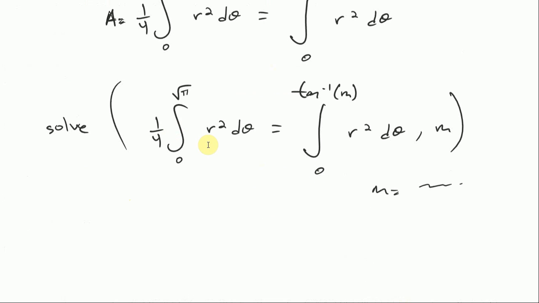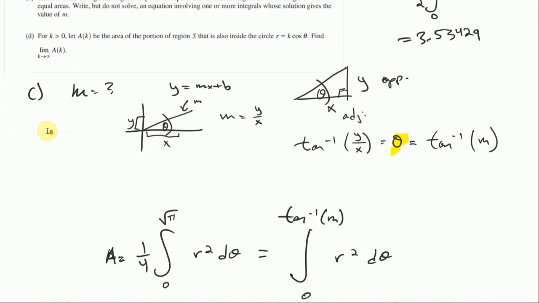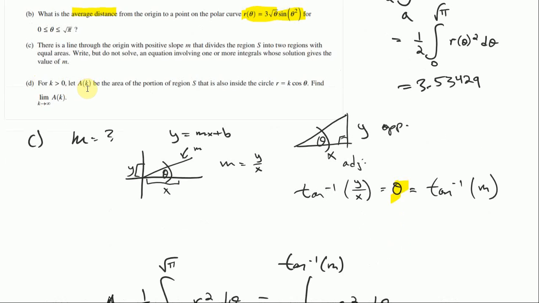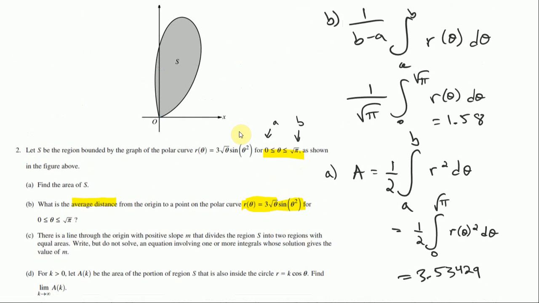Of course, we'd have to put in r of theta here and r of theta here, and that'd be kind of a hassle, but we could definitely do it. For k greater than 0, let A of k be the area of the portion of the region S that is also inside the circle r equals k cos theta. Find the limit as k approaches infinity of A of k. That's a lot of words, but what does that really mean? Let's take a look at it.